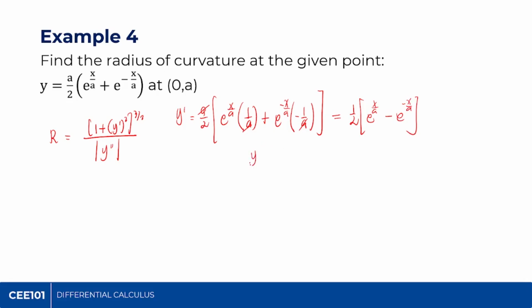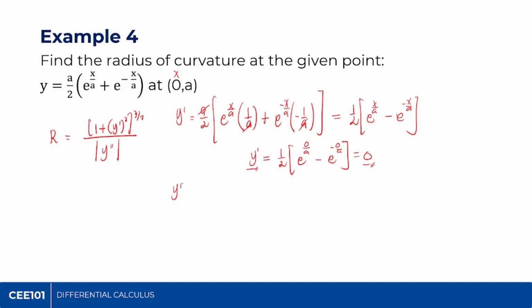Now, if we will be evaluating y prime when x is equivalent to 0, yung 0 dito, that is for the values of x. So, therefore, we have here 1 half, then e raised to the power of 0 over a, then 0 over a is 0. Anything raised to the power of 0 is equivalent to 1. So, we have here negative e raised to the power of negative 0 over a, that is still 1. So, 1 minus 1 is 0, times 1 half, that is also 0. Okay, for our y prime, that is 0.